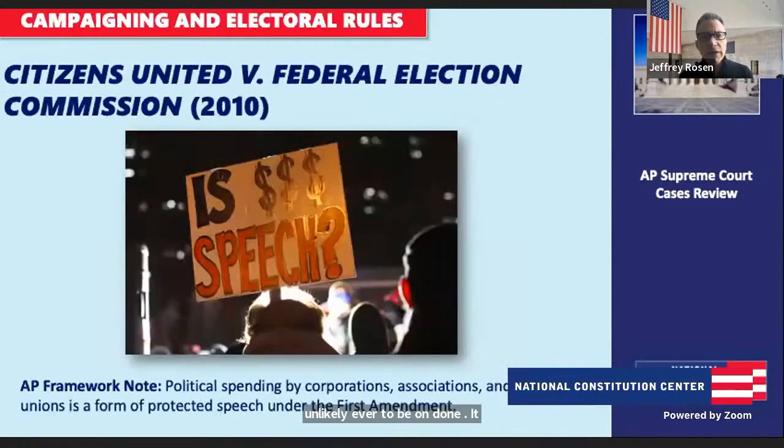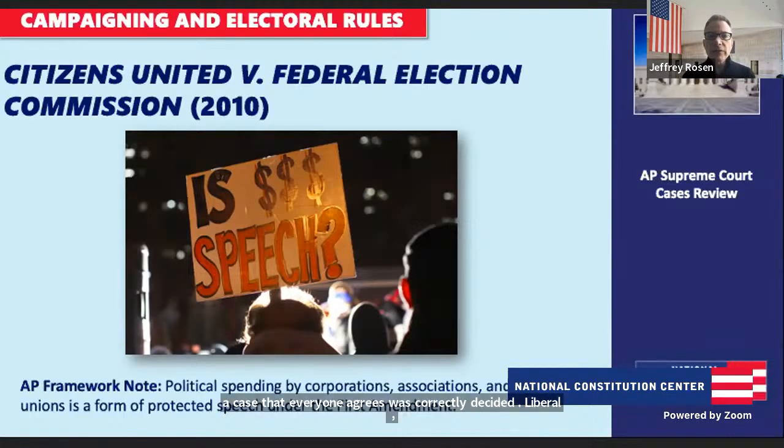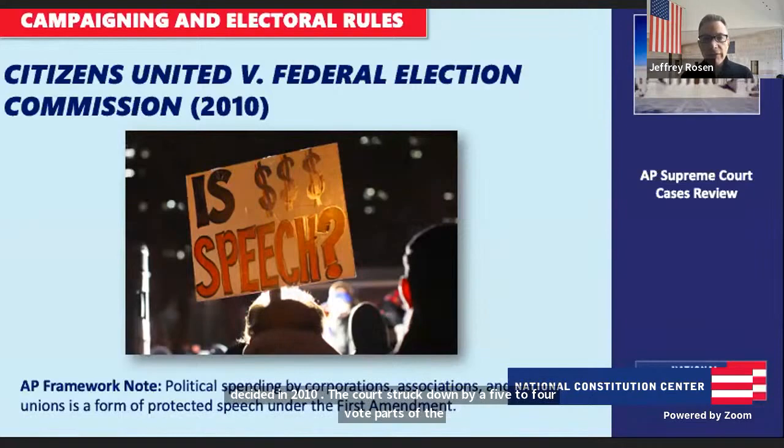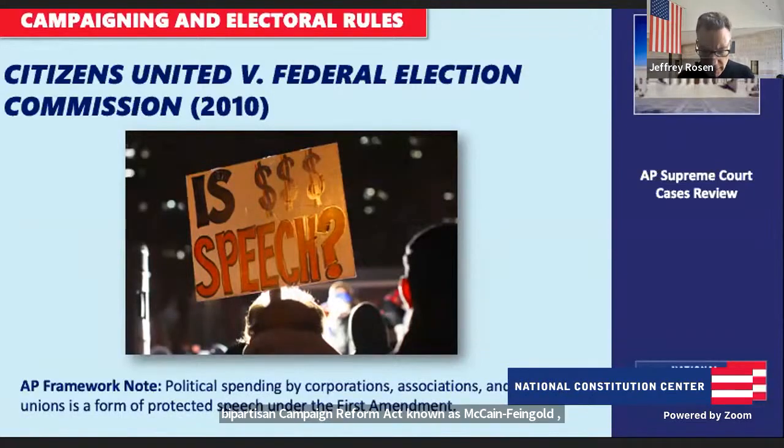Citizens United was decided in 2010. The court struck down by a 5-4 vote parts of the bipartisan Campaign Reform Act known as McCain-Feingold because it said that political spending under the First Amendment is protected because money is speech. That's something that the court had held previously in the case called Buckley versus Valeo, and that restricting corporations and labor unions from funding partisan communications out of their general funds violates their First Amendment rights.